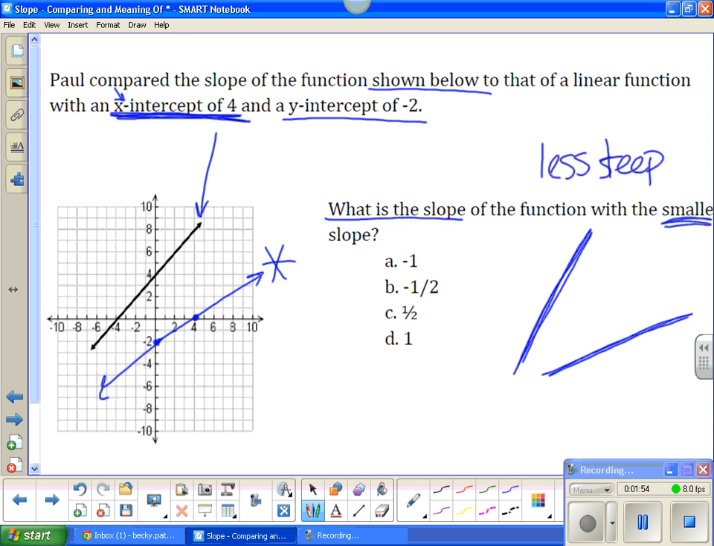But I need to know what the slope of the blue line is since he's the winner. Well, I have my 2 points, so now all I have to do is count up 2, right 4. And that reduces to 1/2.